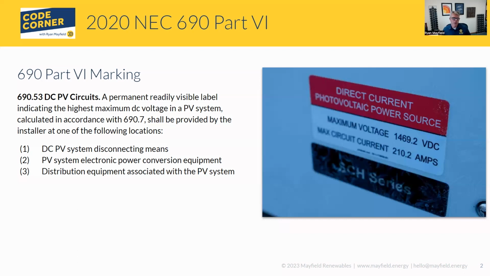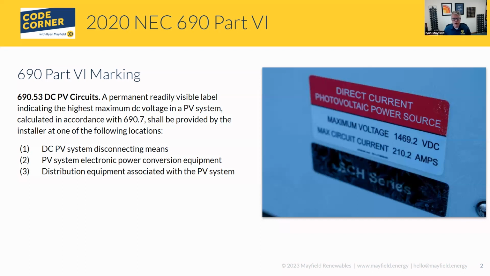And the code goes on to talk about where you need to have this. You need to have it on the DC PV system disconnecting means. You can have it on the power conversion equipment and distribution equipment. So all of these locations, essentially, a location where a technician might open up the panel, open up the disconnect, and have access to those terminals is where you're going to want to put this label.